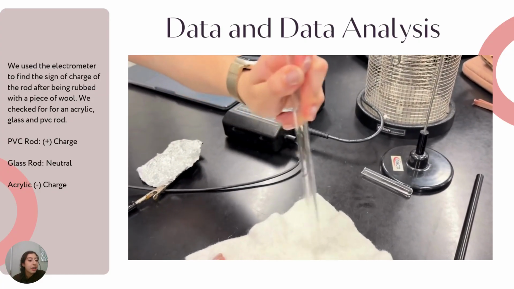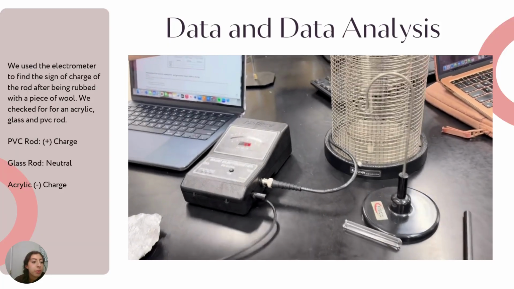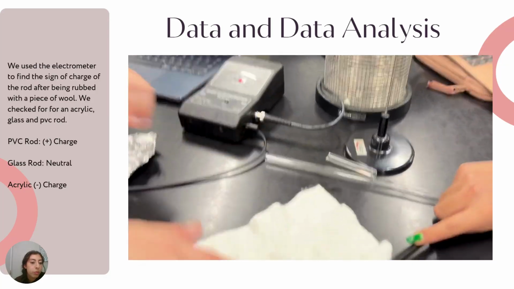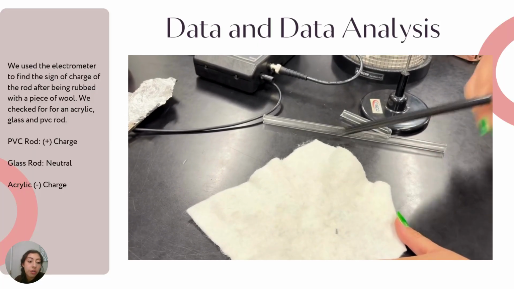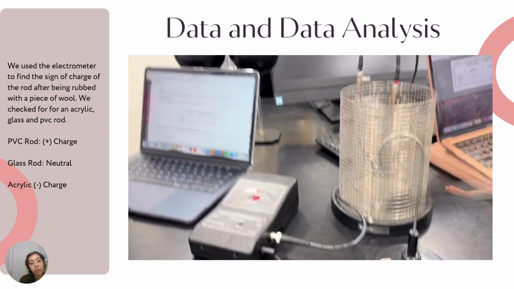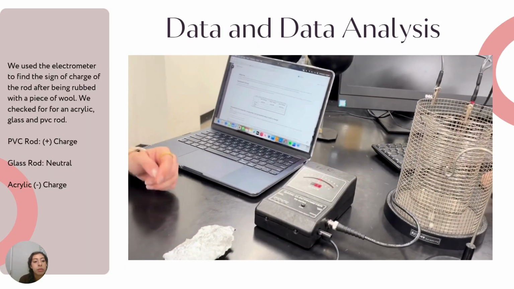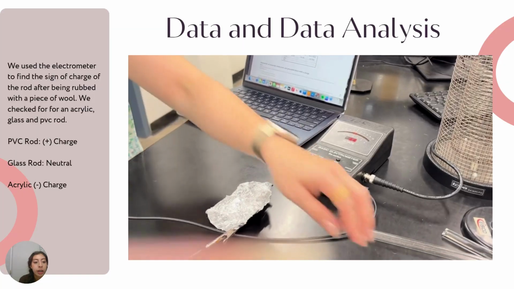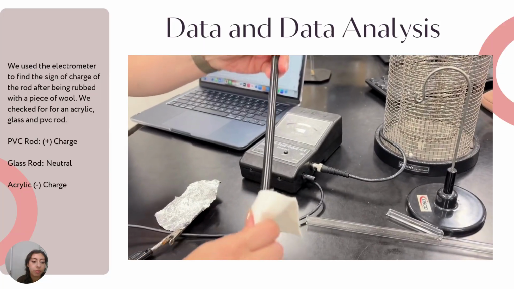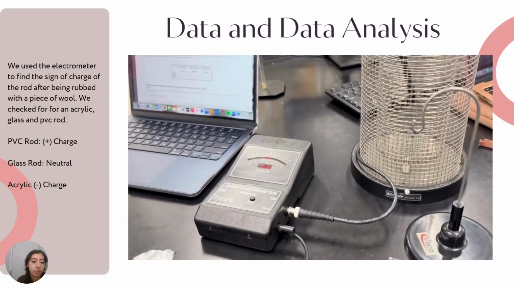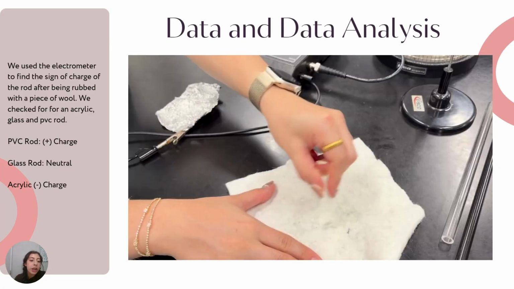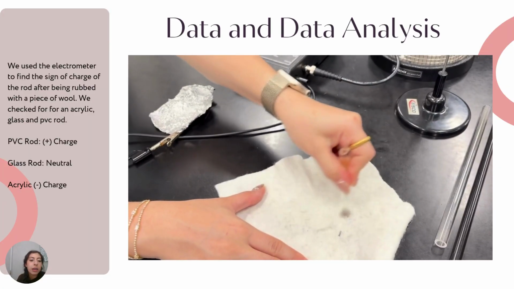Then we checked the PVC rod and charged it with the wool, and we saw a positive charge. We charged the acrylic rod with the wool clothing, and we saw a negative charge. We tried charging in different ways, but we still saw that it did have a negative charge.